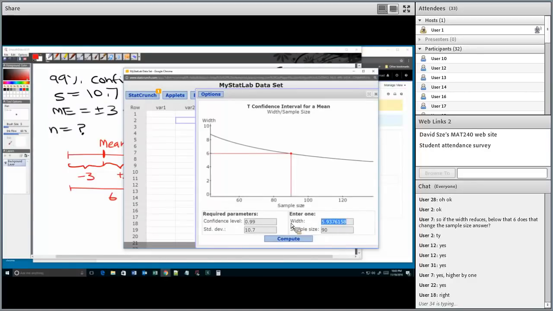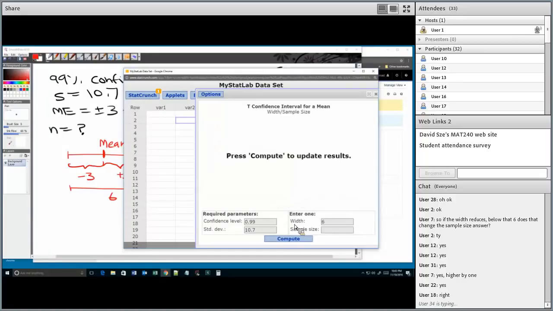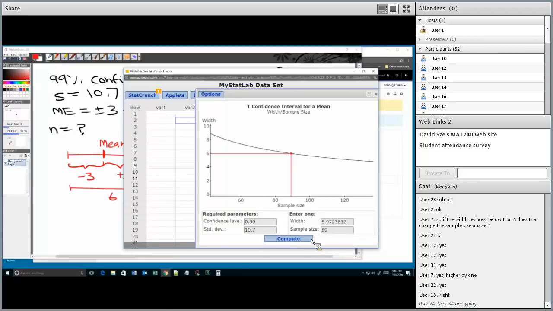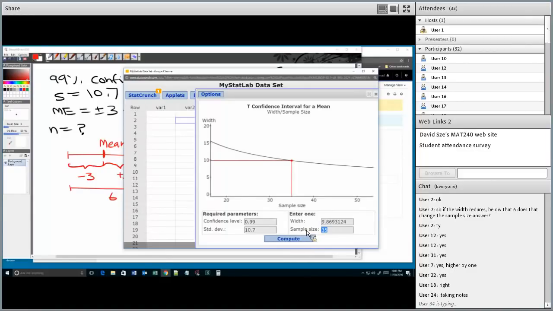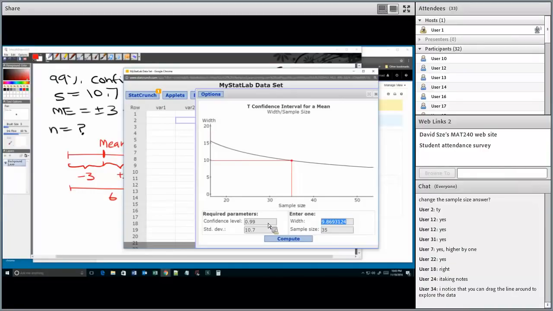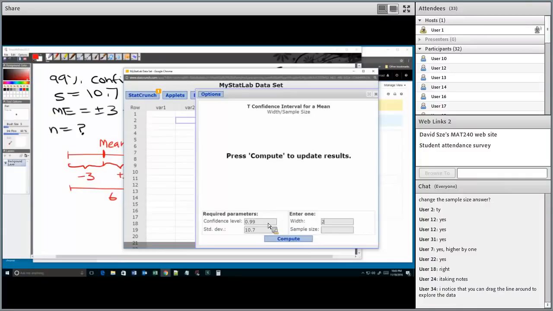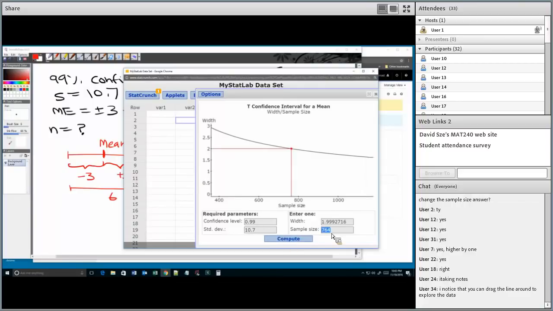the margin of error works the same way. When I was using a margin of error of 3 so that the width was 6, I got 89. But when my width increases, I'm okay with the larger error, my sample size decreases. But if I want to be very, very precise, if I want my width to be, say, 2, this is a very precise estimate now. My margin of error is only 1. Then my sample size is really large. I need 764 cases.